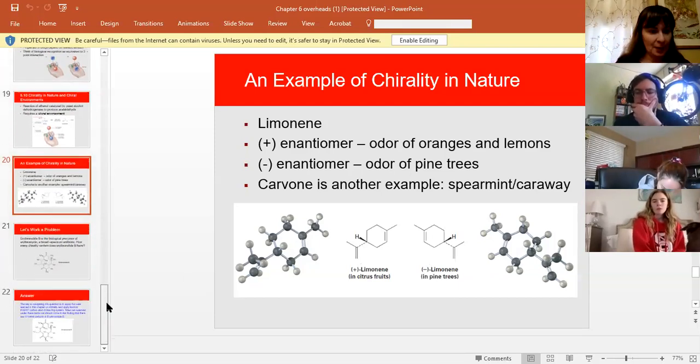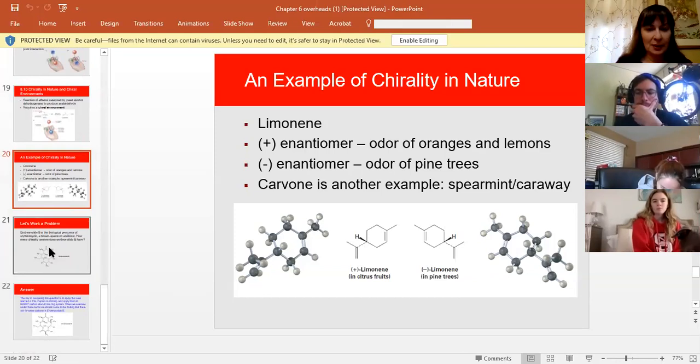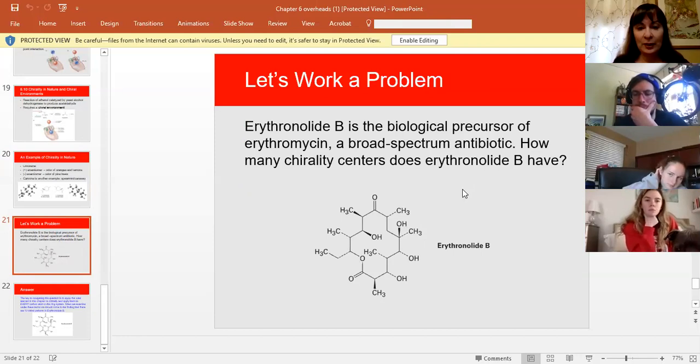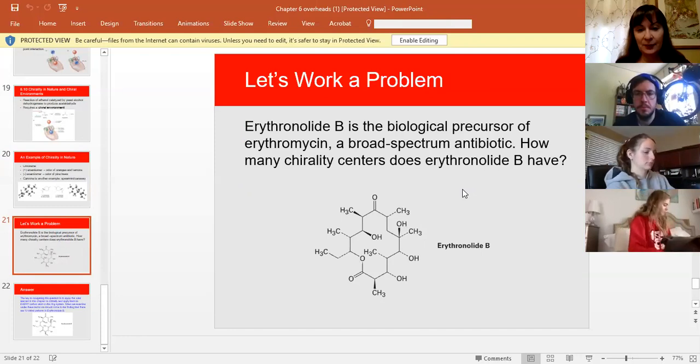Okay, so there's a problem here on the slides. Can everybody see that? Can you see my screen? So this compound is actually a natural precursor of erythromycin, which is an antibiotic. And we're gonna look for chiral centers in this compound. So I hope you have your pencil sharpened because there's a lot of chiral centers here, okay?